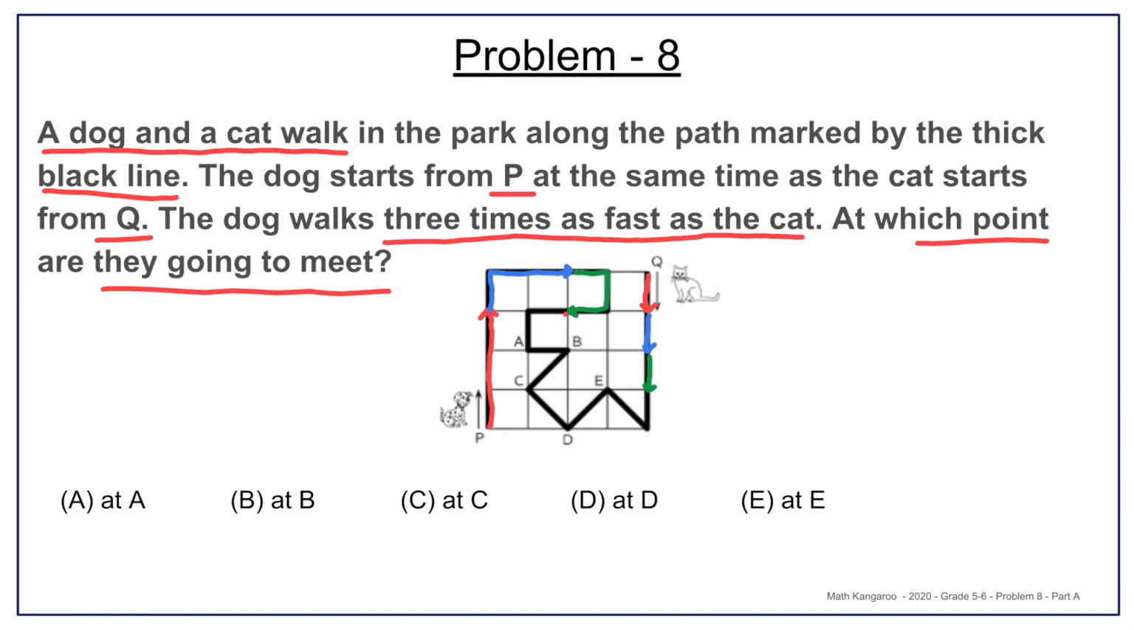I'm changing color just so you can understand the path the dog has walked. Now the dog again has walked 3 squares and reached this point. The cat would have done till here. Now the dog has walked 3 more and reached here, and the cat would have walked this and reached point E. So our answer is option E. At E they will meet.